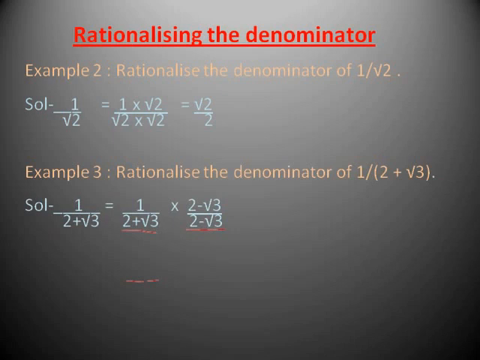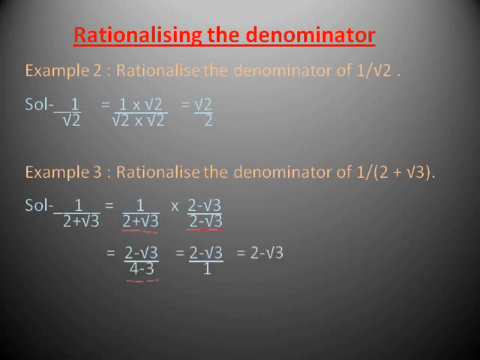So to rationalize the denominator, we multiply the numerator and denominator by the conjugate of the denominator. So 2 plus root 3 is in the denominator. So the conjugate of 2 plus root 3 is 2 minus root 3. So we will multiply the numerator and denominator by 2 minus root 3.